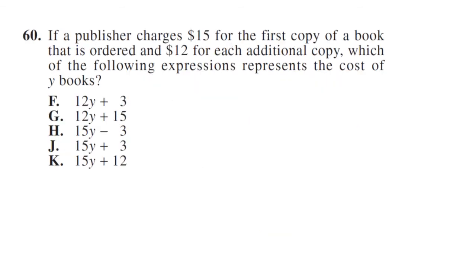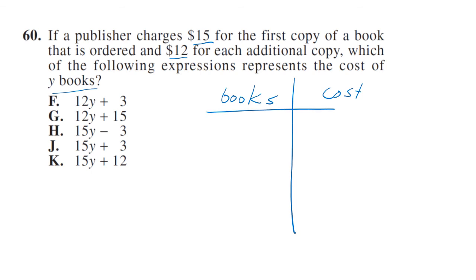A publisher charges $15 for the first book and $12 for each additional copy. Which of the following expressions represents the cost of Y books? Okay, so books and then cost. I'm going to set up a table to make sure I see it. So if I purchase one book, it's $15. If I purchase two books, it's going to cost me $15 plus $12, because it's one additional book, or 12 times 1. If I purchase 3 books, it's going to be $15 plus 12 times 2 books.